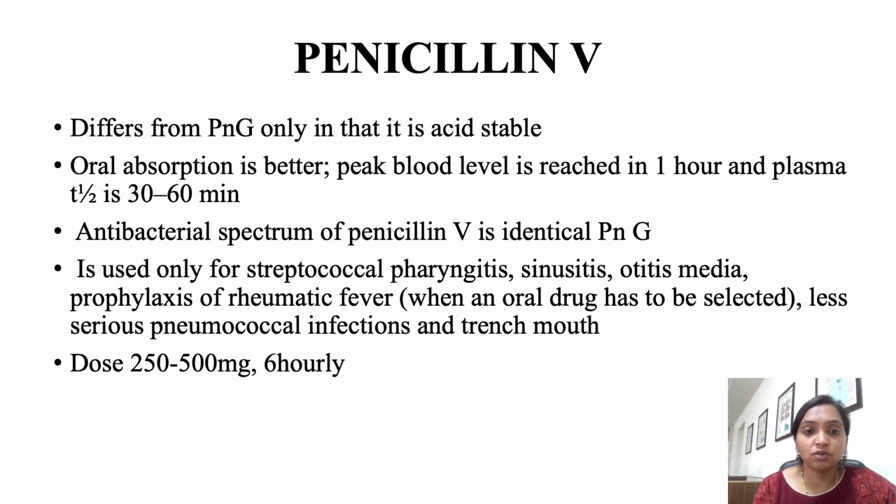So moving on to the individual classes. Penicillin V, we saw, differs from penicillin G by being acid stable, and it is orally absorbed because it is acid stable. Its antibacterial spectrum is similar to penicillin G, and it is used in streptococcal pharyngitis, sinusitis, otitis media, and also for prophylaxis of rheumatic fever. It is also used in less serious pneumococcal infections and Vincent's gingivitis like penicillin G. Since it is an orally given penicillin, 250 to 500 milligram six hourly can be administered.